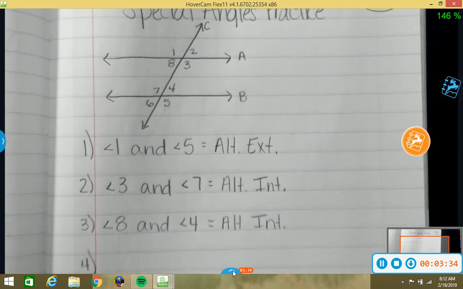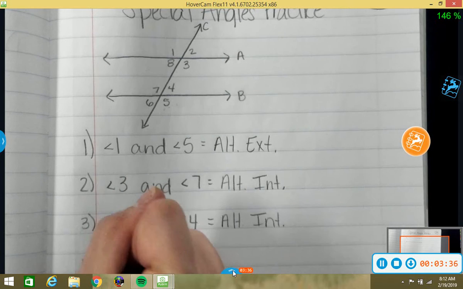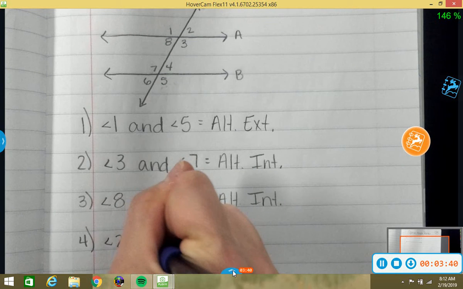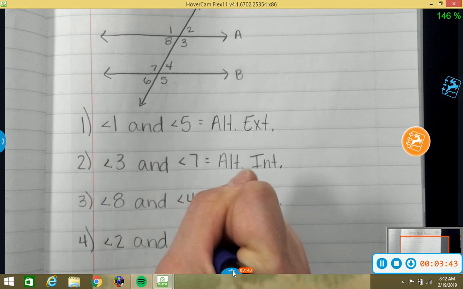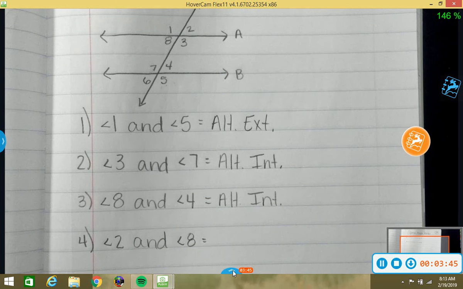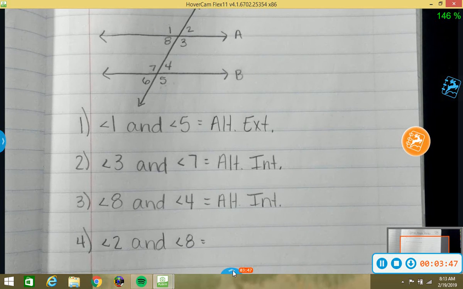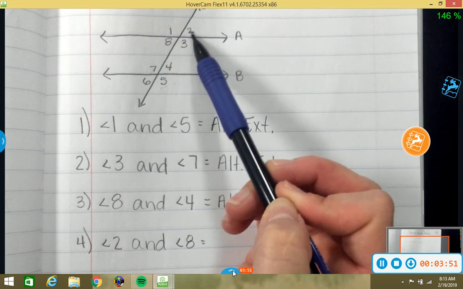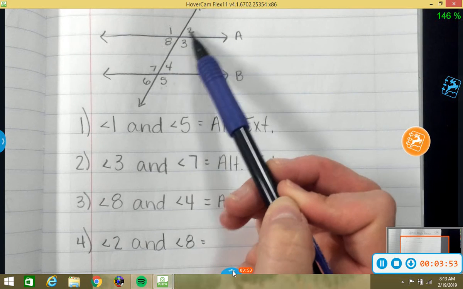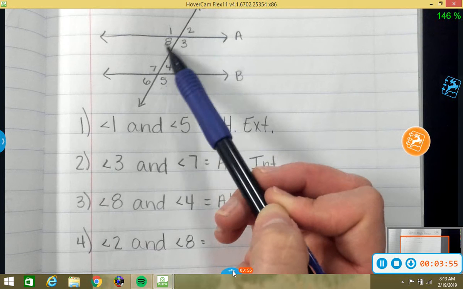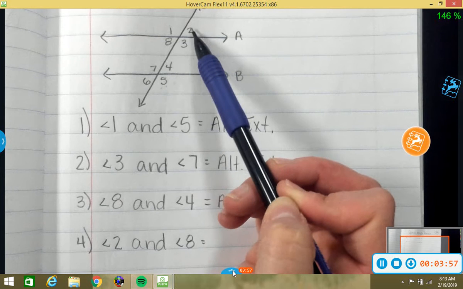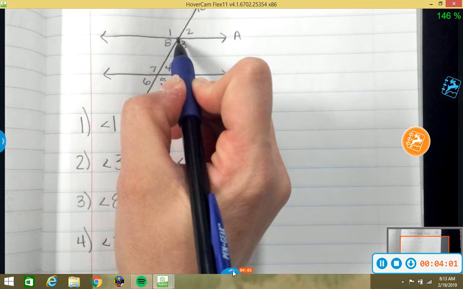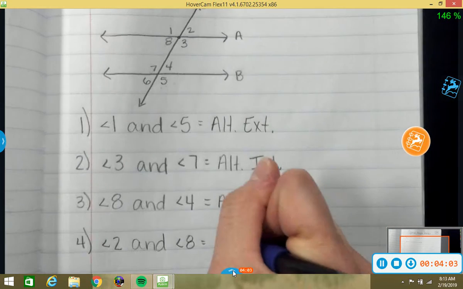Number 4, let's do angle 2 and angle 8. Angle 2 and angle 8. What kind of angles are angles 2 and 8? Right here, 2 and 8. Not supplementary. Vertical angles. Look, they share this vertex here. They are vertical angles.